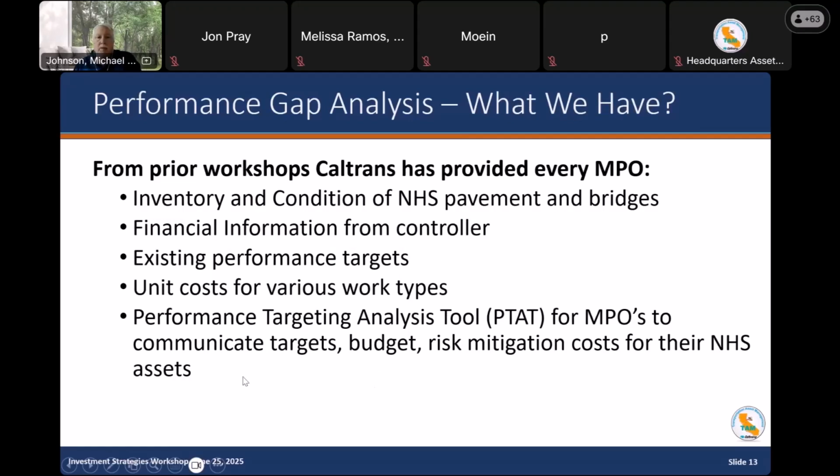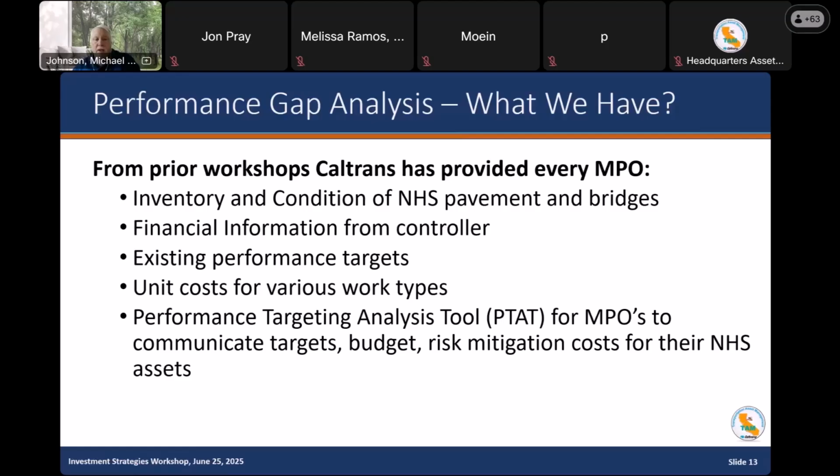So from our prior workshops, I kind of walked through all this. We provided to all MPOs inventory and condition. This was done in GIS shapefiles, in maps, in lists, in Google Earth importable files. We provided you information from that you all had reported to the state controller. We extracted that, we parsed it out by MPO, we provided that. We preloaded the performance targeting analysis tool with your existing targets, and we have embedded unit costs for various types of work, which are something that you all can change if you don't believe those are appropriate for you. But we did put reasonably accurate costs based on analysis of our projects on the state highway system.